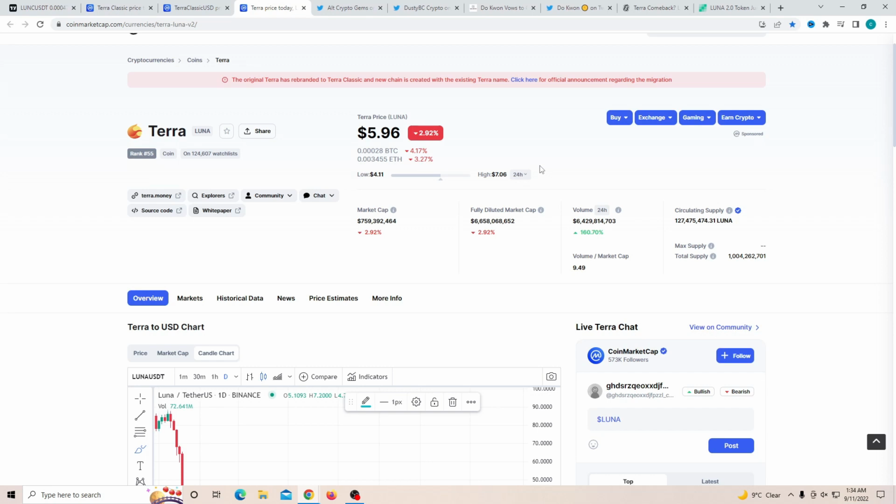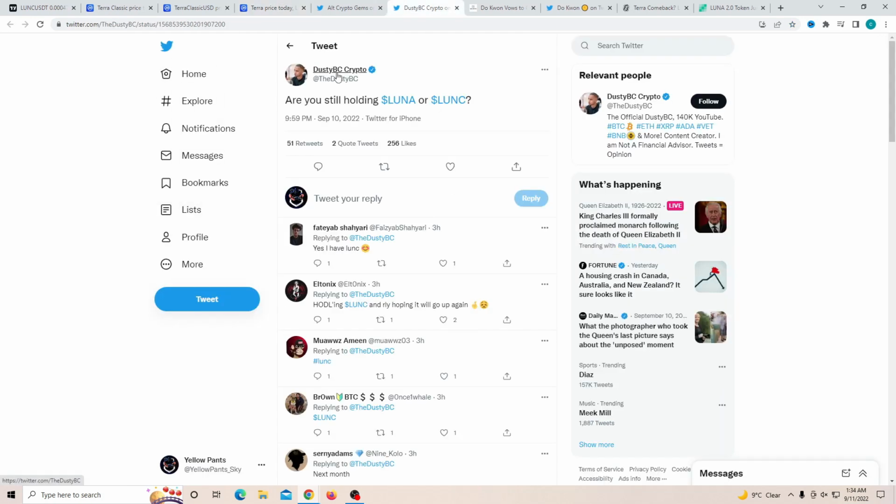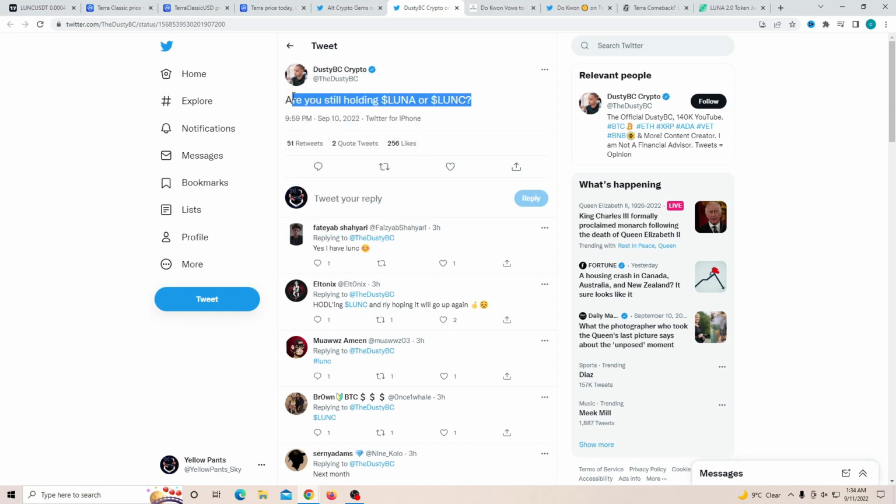If Luna Classic makes it back to $1, and at the same time Terra 2.0 makes it to $100, that's going to be some massive returns that a lot of people are going to be happy to gain. Another thing which I want to show you is Dusty Crypto, who is very popular, decided to actually tweet about Luna and Luna Classic, are people holding on to it, and let's just say a lot of people responded to it by saying, yes, we are very excited to see the future.